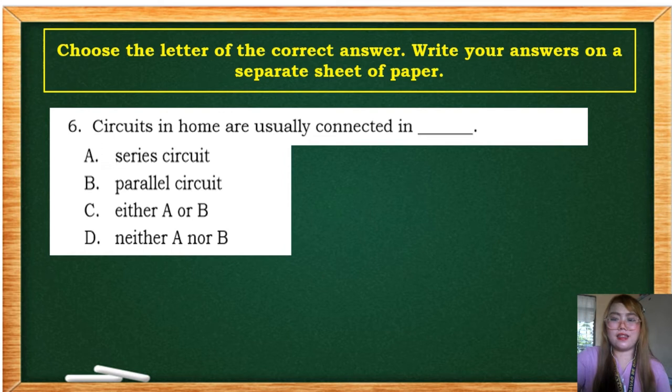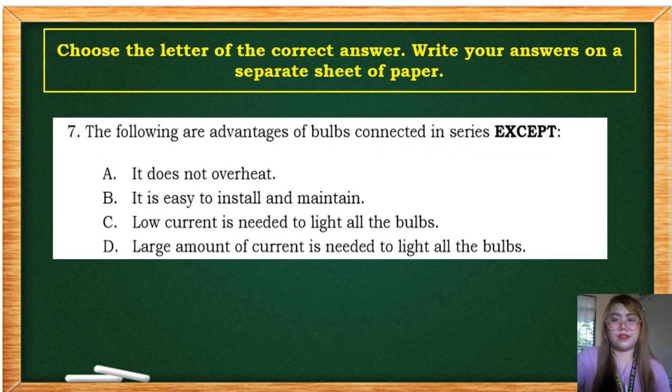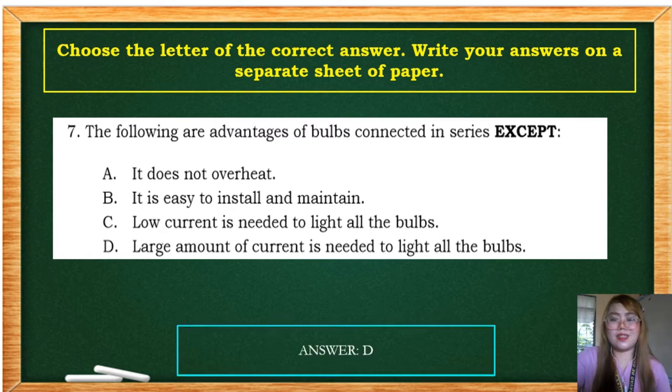Number 6. Circuits in homes are usually connected in blank. A. Series circuit. B. Parallel circuit. C. Either A or B. D. Neither A nor B. Answer letter B. Number 7. The following are advantages of bulbs connected in series, except A. It does not overheat. B. It is easy to install and maintain. C. Low current is needed to light all the bulbs. Letter D. Large amount of current is needed to light all the bulbs. Answer letter D.